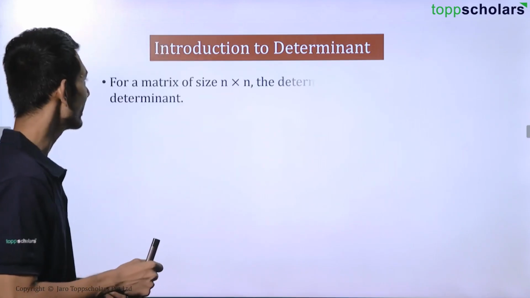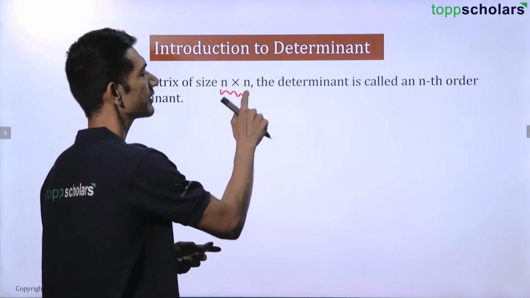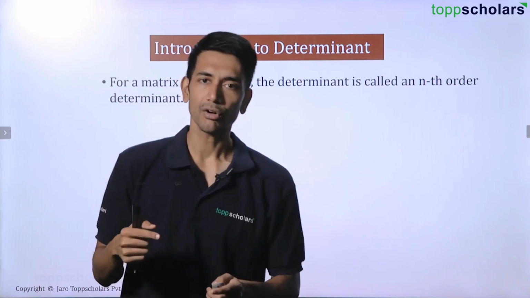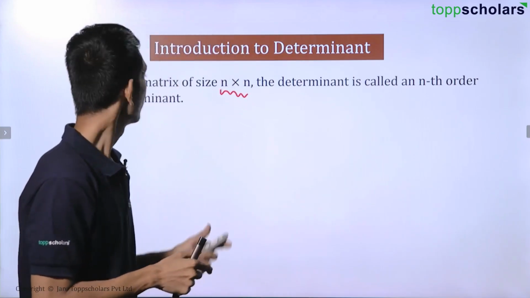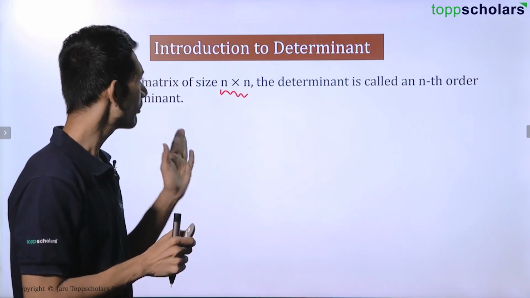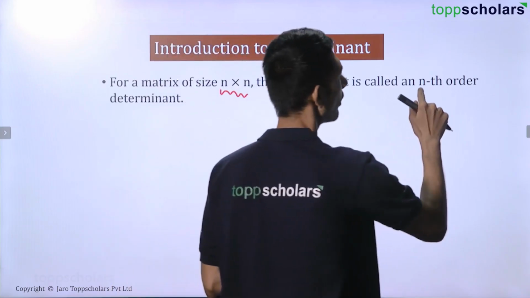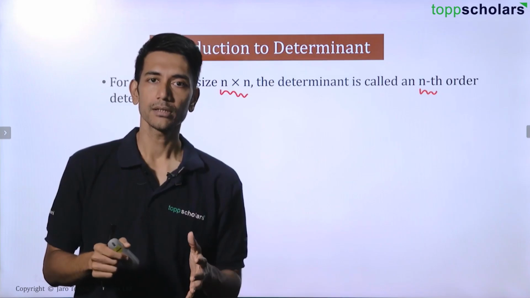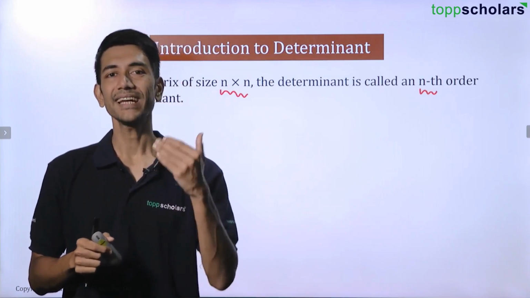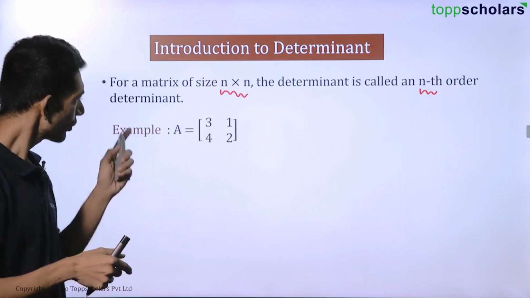Okay. Let's continue. So for a matrix of size n cross n, now what is the meaning of n cross n? That is, the number of rows is equal to the number of columns. So if we have a matrix whose number of rows and number of columns are equal, the determinant is called the nth order determinant. Okay. So here is an example.